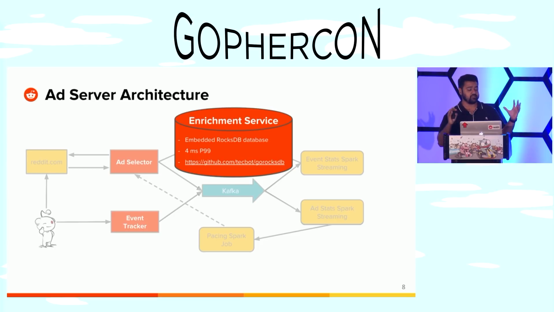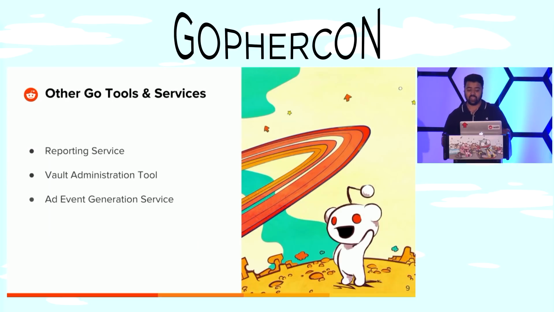So these are the three main Go services that we have in this architecture, and then we have a few other microservices that are also written in Go that are not in that diagram. There is a reporting service that powers a reporting dashboard that advertisers see. There is a tool that we've written to do administration work on our Vault secrets cluster. And then we have a service that generates certain events that advertisers want. So we have a few microservices that we've written over the last year, 6 months or so.